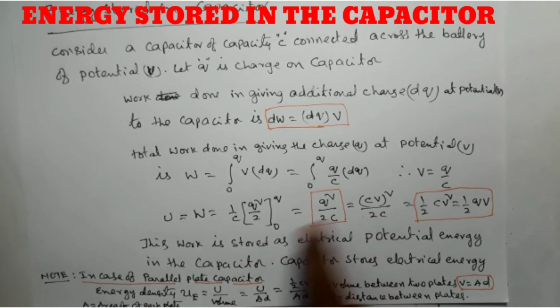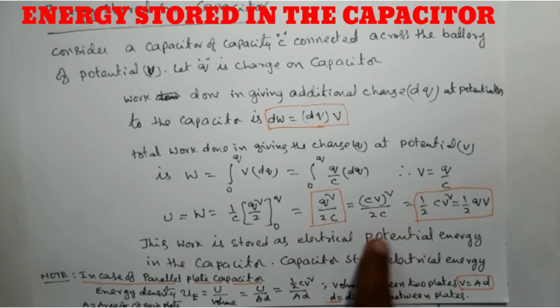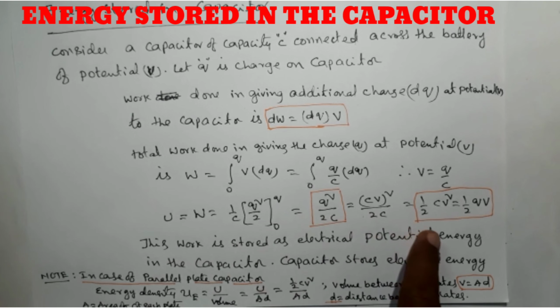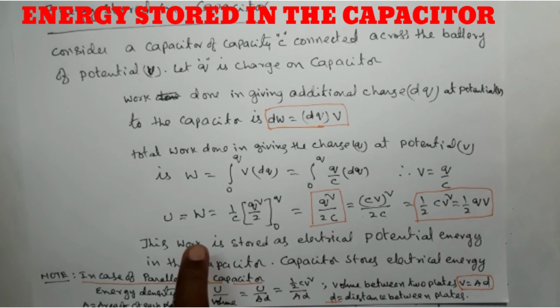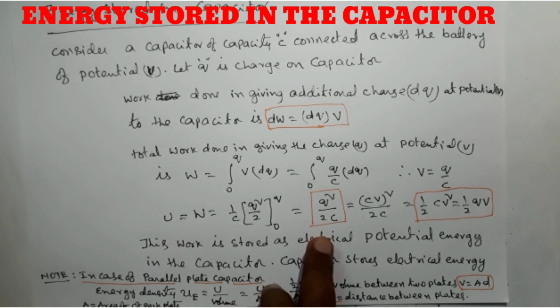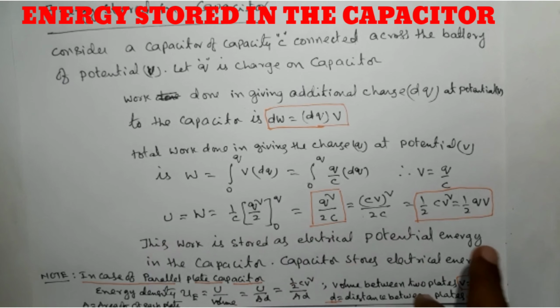Q equals CV can be taken. CV whole square by 2C, half CV square will come. Since CV equals Q, half Q into V is also another formula for the work done in giving the charge Q. This work is stored as electrical potential energy in the capacitor. So energy stored in the capacitor U equals Q square by 2C, half CV square, half QV.